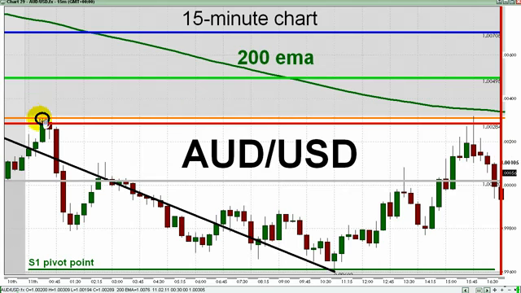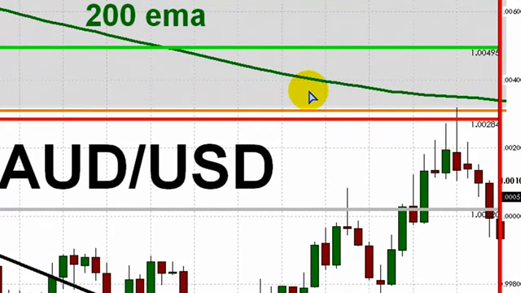You had the 15-minute 200 EMA, represented by the downward sloping green line, and the 38.2% fib retracement level of the move down from yesterday's high to today's low, represented by the horizontal bright red line at 1.0028. All three of those were within about 5 pips of the 1.0030 level at that time. Again, about an hour before London close.